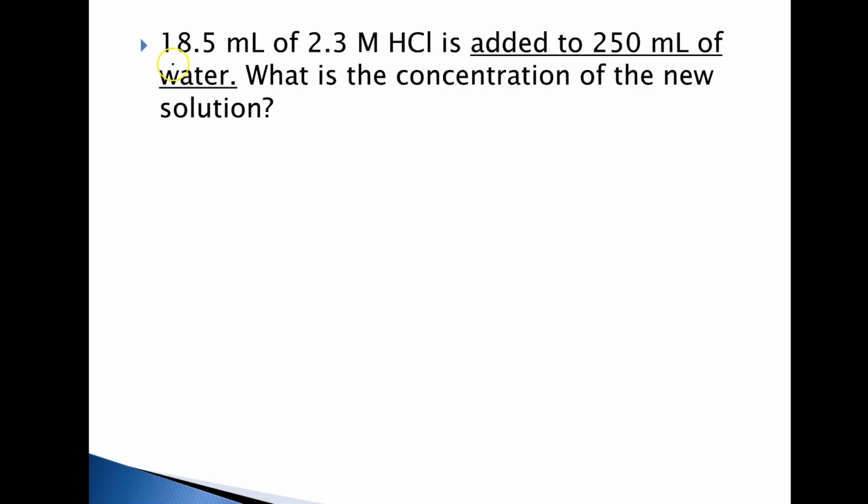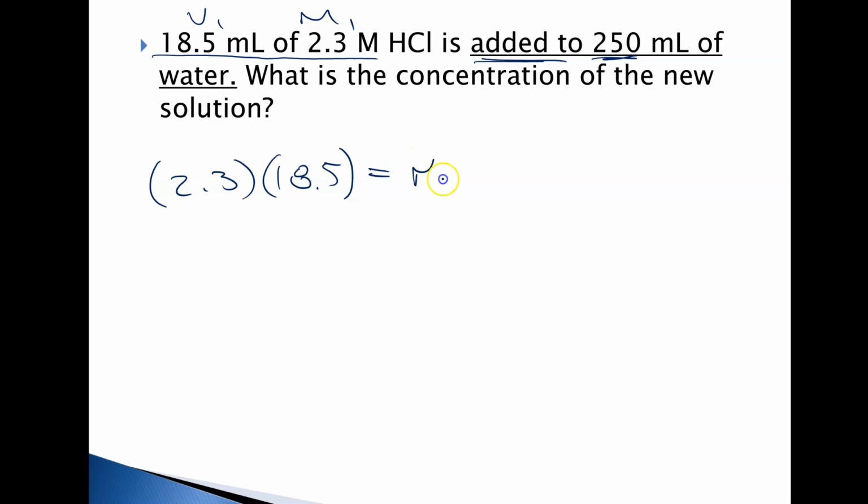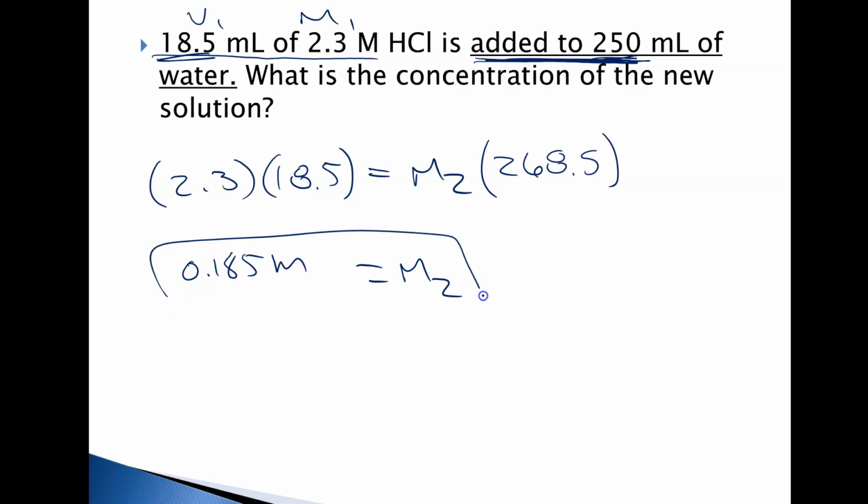Okay, so now this one, when I say 18.5 milliliters of the HCl is added to 250, this is V1 and M1. I have 2.3 times 18.5 equals M2. But here's the thing. When I add 250 milliliters of water to the 18.5, the new volume is actually 268.5. Like I said, assume the volumes are additive. It's not really necessarily true all the time, but it's not bad. It's pretty close. So when you end up with this, is 0.185 molarity.